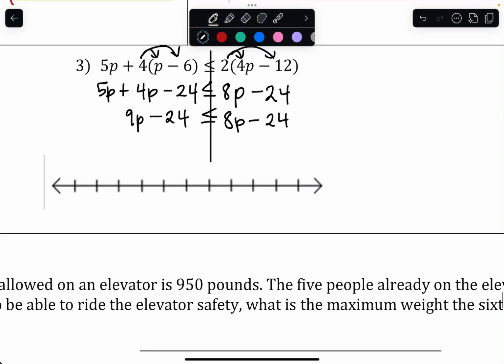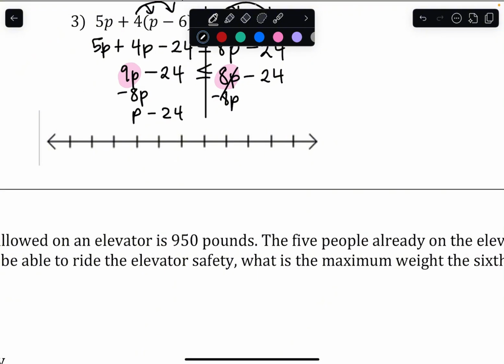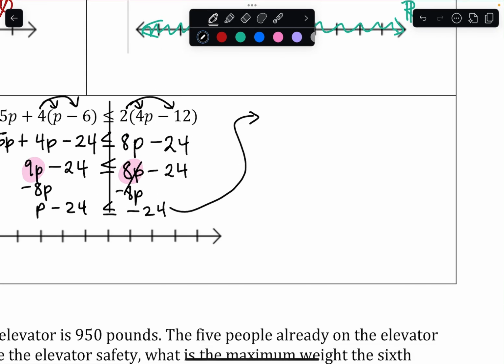Okay, so my new inequality has p's on both sides. So I'm going to get rid of all the p's on the right side by subtracting 8p. Okay, and so this time I'm left with p on the left minus 24. So I'm going to come up here and rewrite it. P minus 24 less than or equal to -24. So to isolate p, we have to add 24 to both sides.